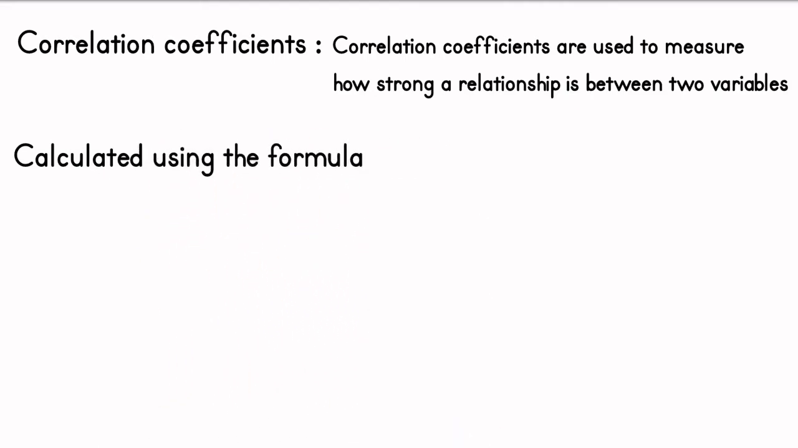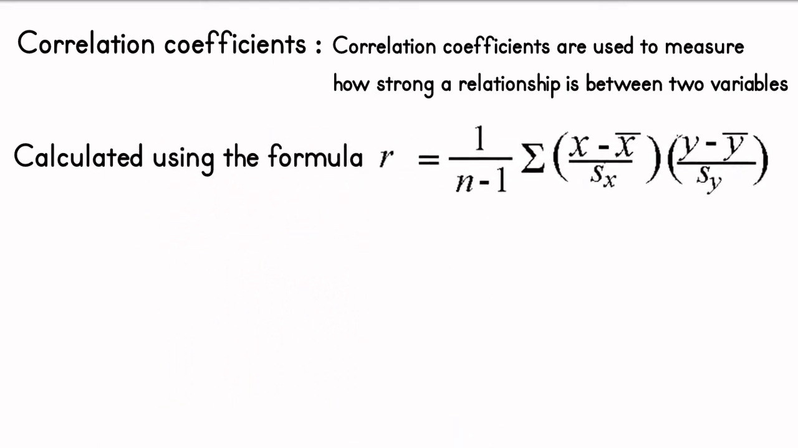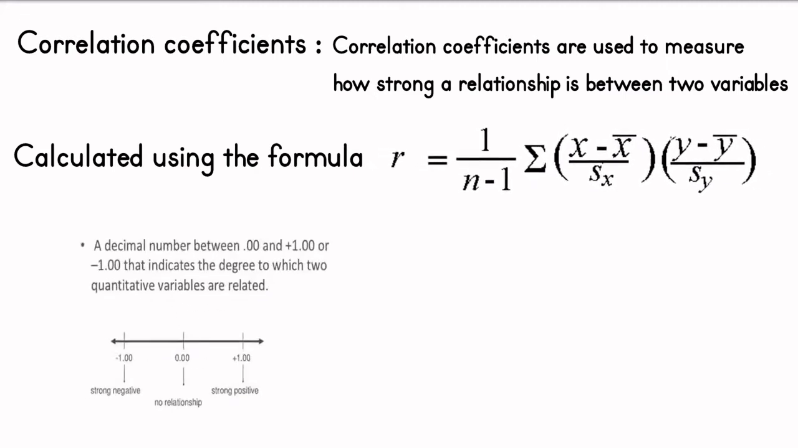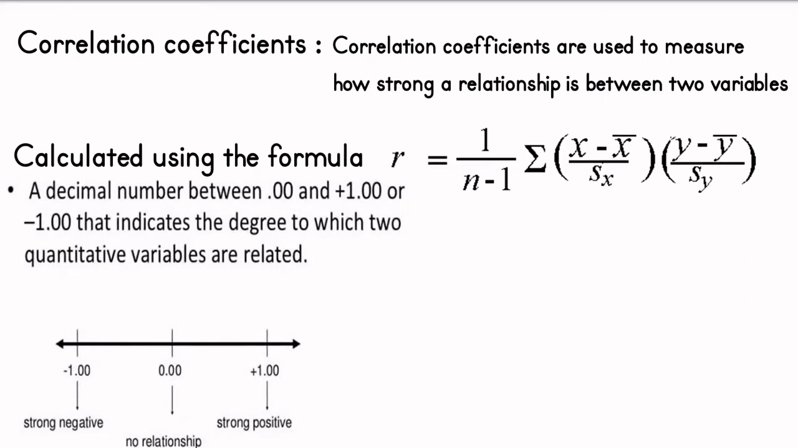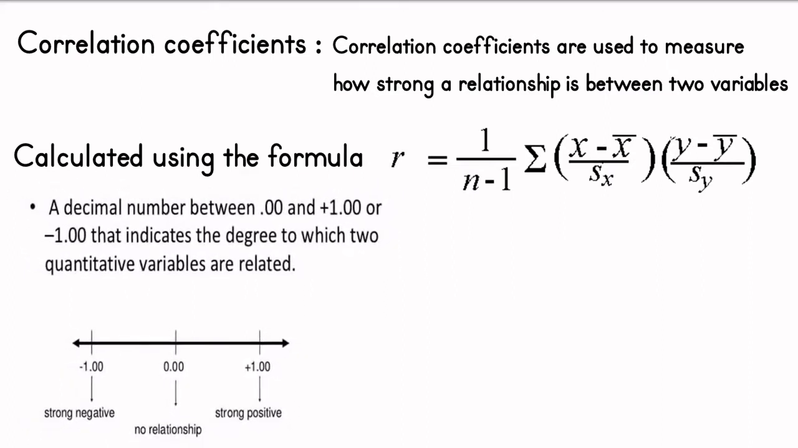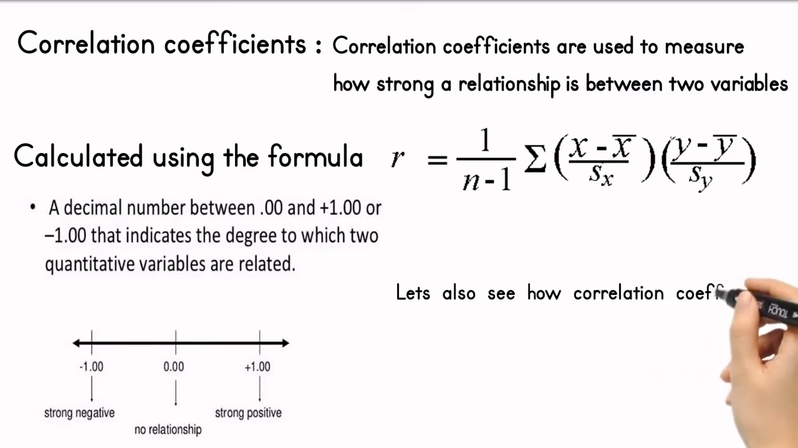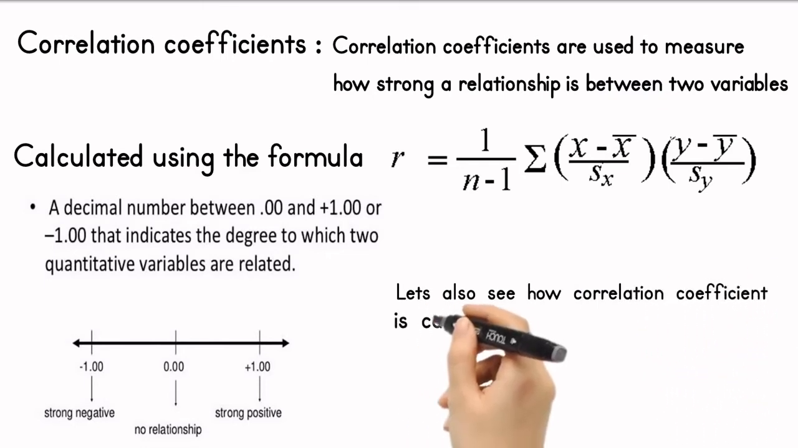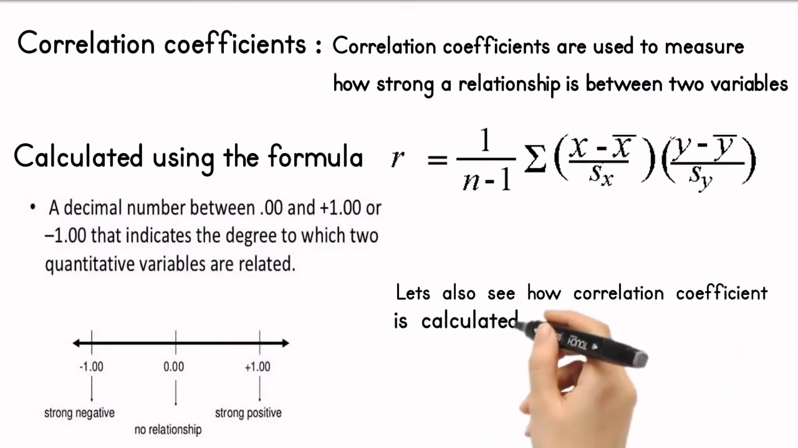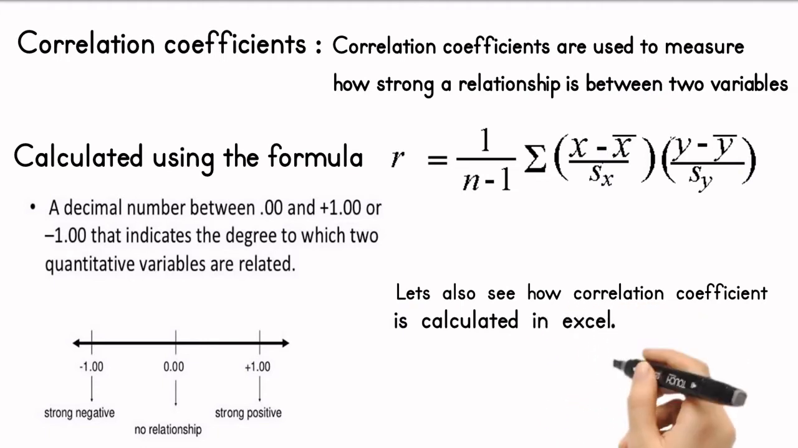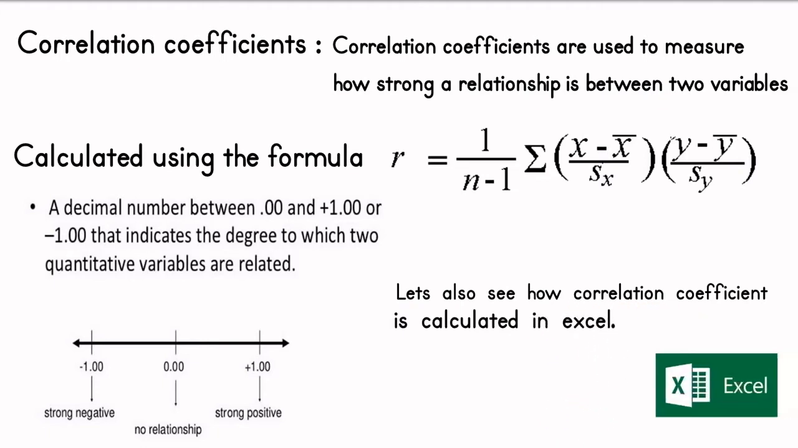The formula on the screen is used to calculate the correlation coefficient, and the resultant value ranges from -1 to 1. A value close to +1 indicates strong positive correlation and close to -1 indicates strong negative correlation. If the value is closer to 0, then it indicates no correlation. Let's also see how the correlation coefficient is calculated in Excel.